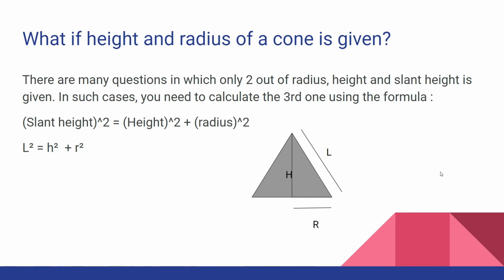So what if the height and radius of a cone is given? Then how will you be calculating the curved surface area of a cone? There are many questions in which only 2 out of radius, height or slant height is given. In such cases, you need to calculate the third one using the formula L square is equal to h square plus r square, which can be easily derived using Pythagoras theorem if we consider the cone as a 2D figure.